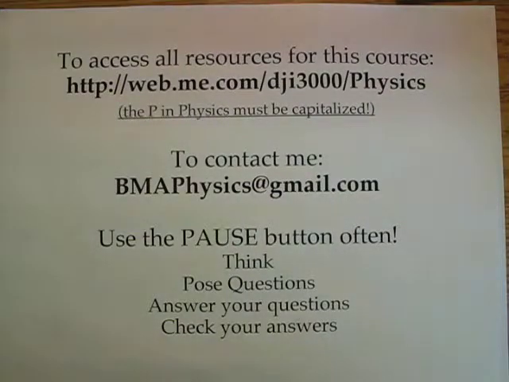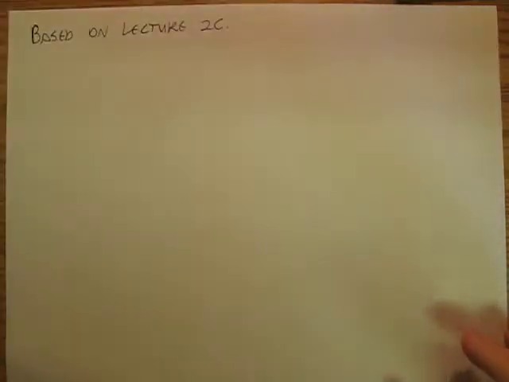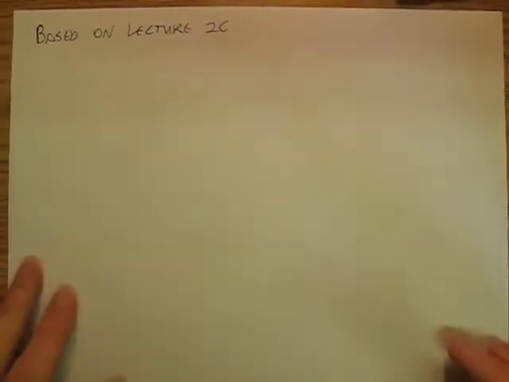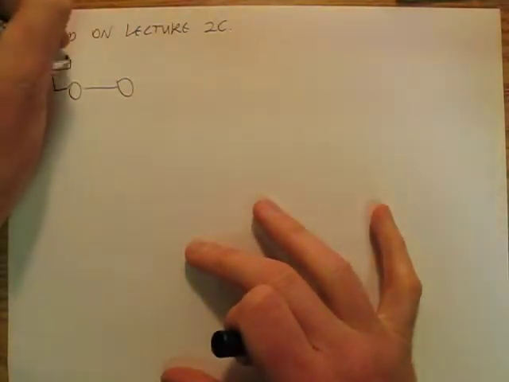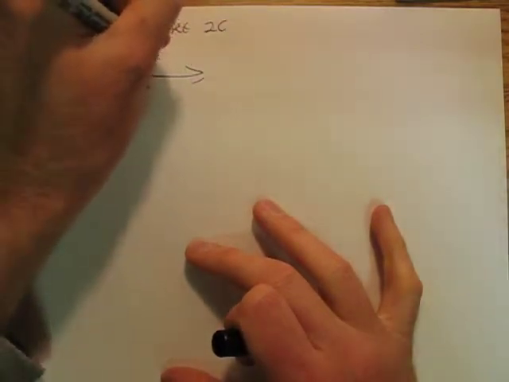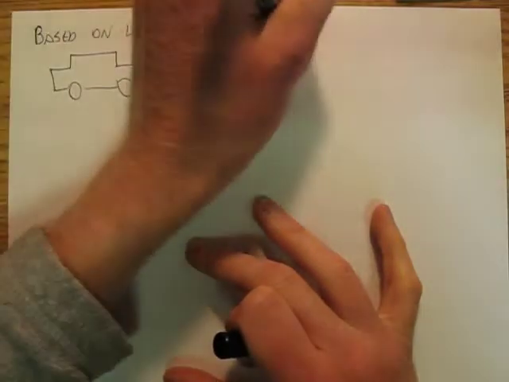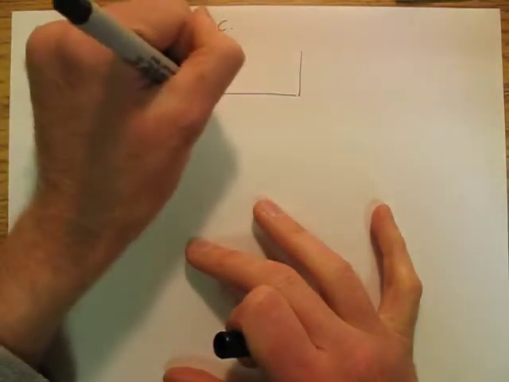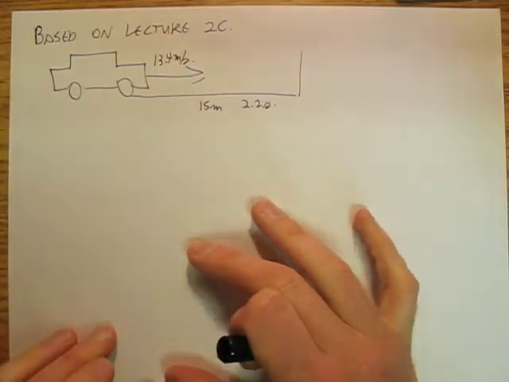Okay, so now I believe this is going to be the last video for Chapter 5, and we're going to go back and base it off of Lecture 2C and take another look at that, which was me taking my car. So you've got your car, and my car was going 13.4 meters per second. And then I stopped in 15 meters, and it took me 2.2 seconds to do so.